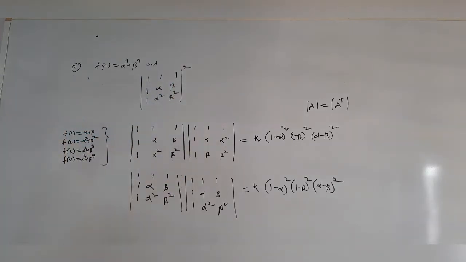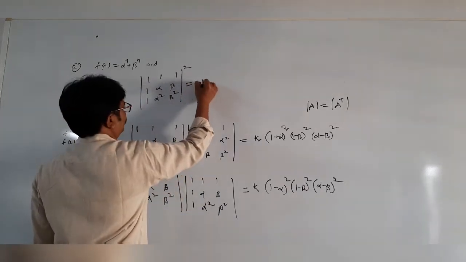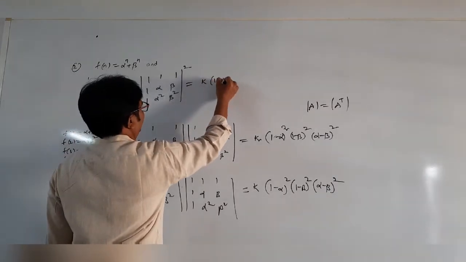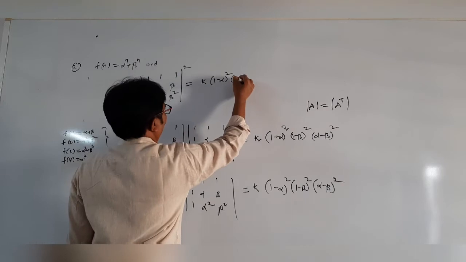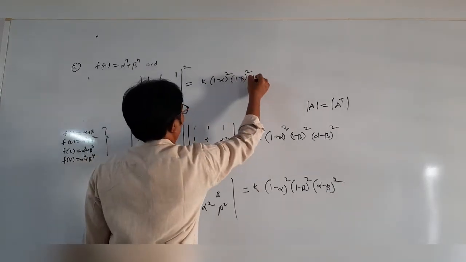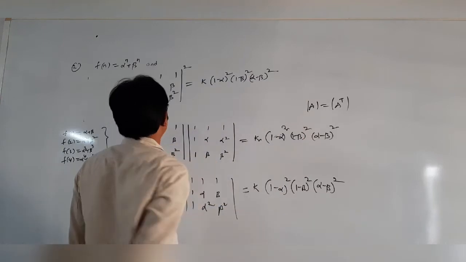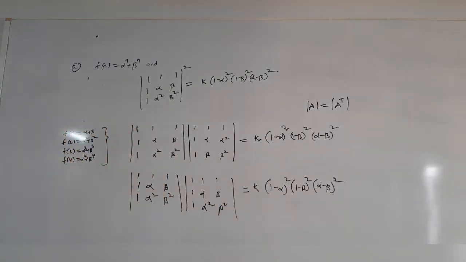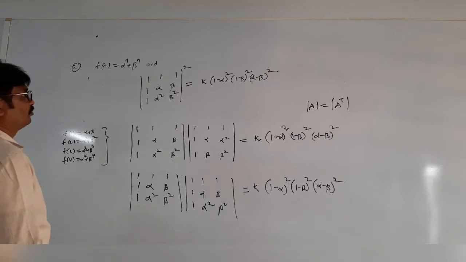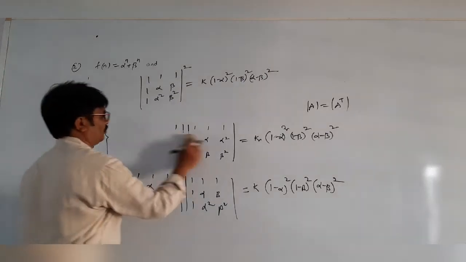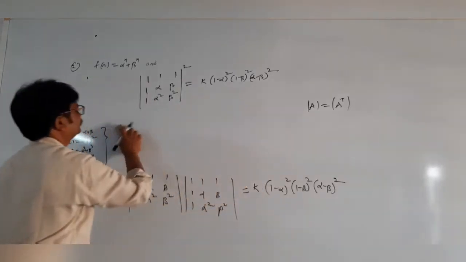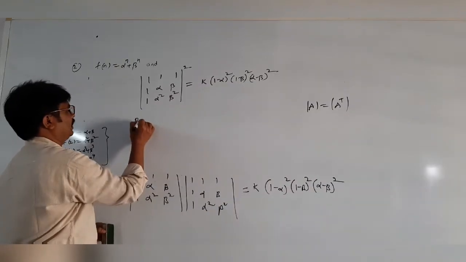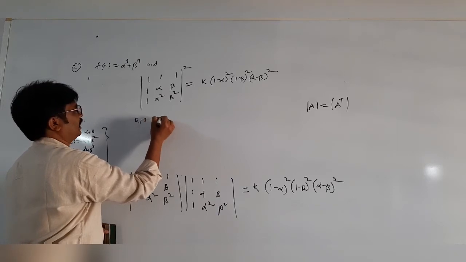Is it clear students? 1 1 1, 1 alpha beta, 1 alpha square beta square whole square, that equal to K into 1 minus alpha whole square, 1 minus beta whole square, alpha minus beta whole square. What is the next step? We are taking either row operation or column operation. Therefore, how to write that one? R1 is replaced by R1 minus R2.